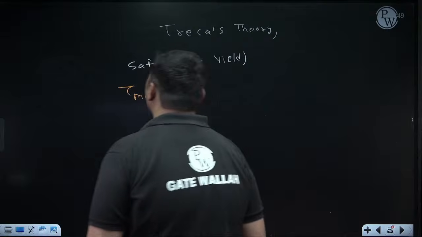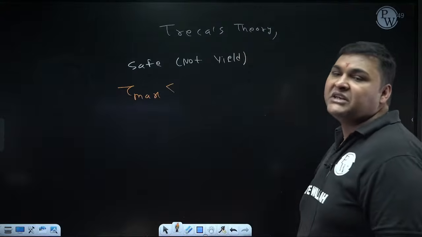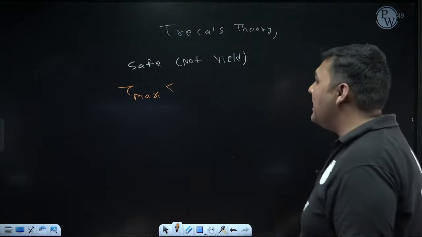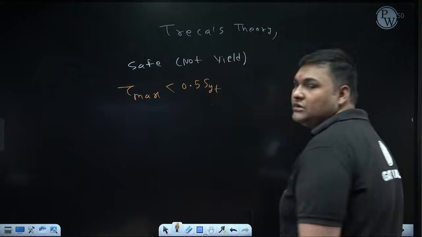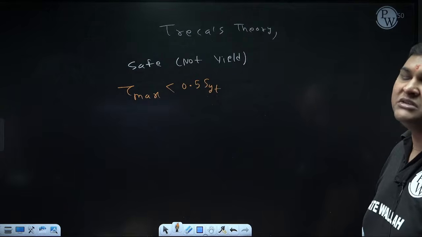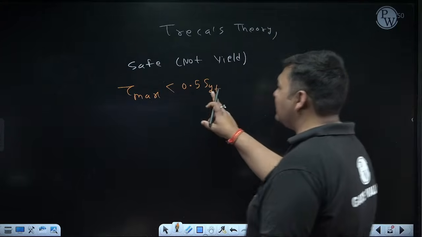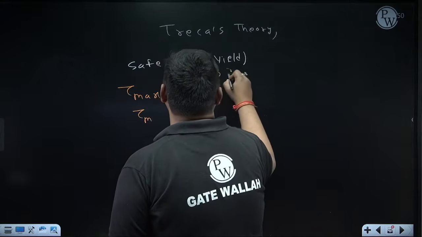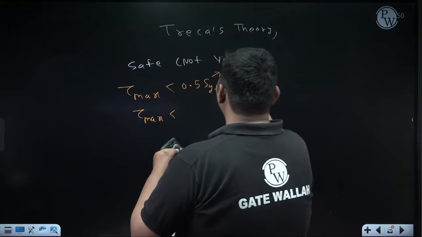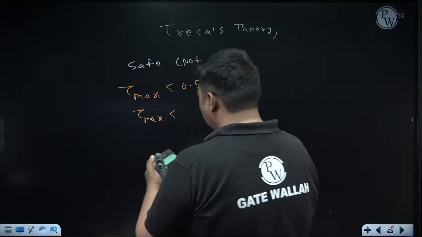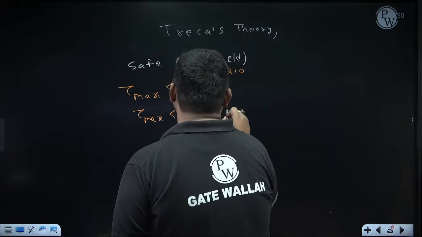See here, the criterion of failure is maximum shear stress. So can I say the maximum shear stress under actual stress condition must be less than the maximum shear stress under tensile test at the time of failure? If tensile strength is SYT, the maximum shear stress under tensile test will always be 0.5 SYT. If it is less than this, it will be safe. Now the value of SYT is 210 megapascal. So if tau max is coming less than 0.5 into 210, that is 105 megapascal, it will be safe, means it will not yield. And if it is greater than 105, it is not safe, means yielding will start.